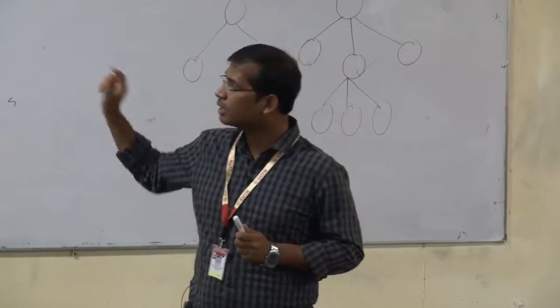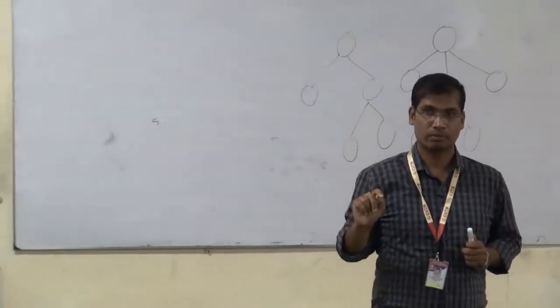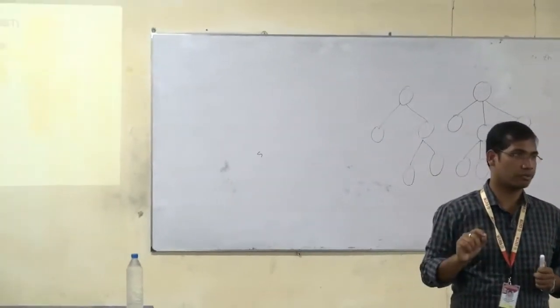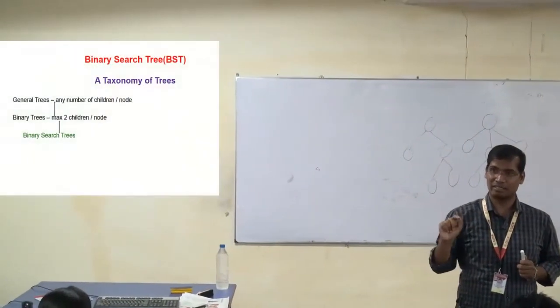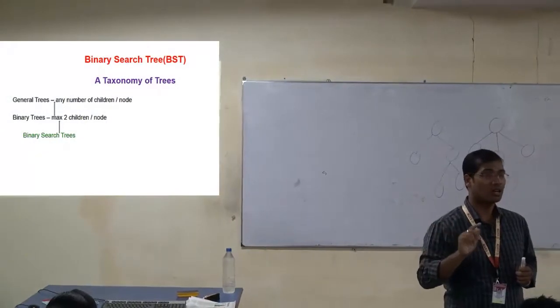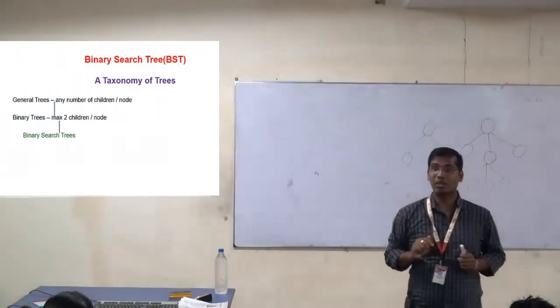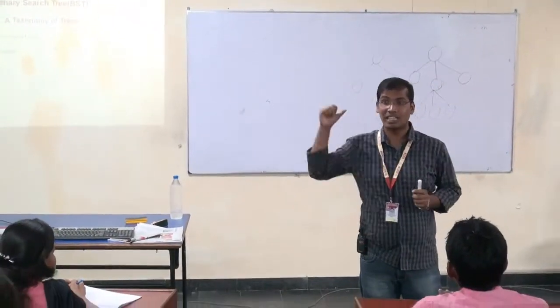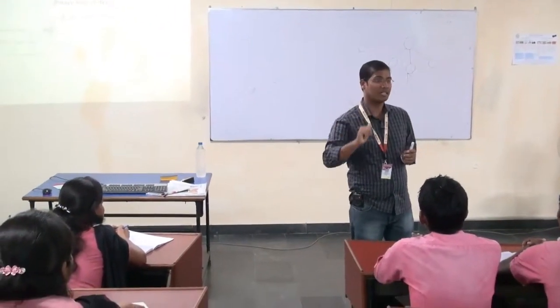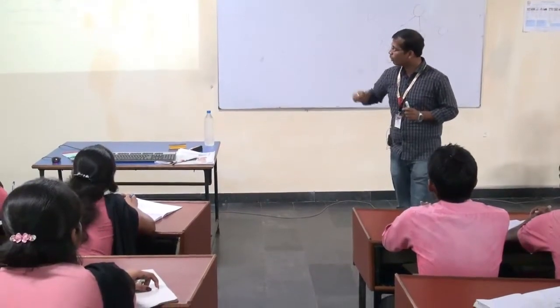So here I will write a statement. Do you say this statement is correct or not? All binary trees are general trees, but all general trees are not binary trees. Why? Because binary tree has a special property. What is the special property? At max 2 children. Okay, now come to the lower level.